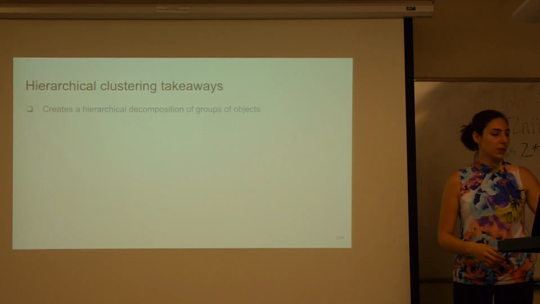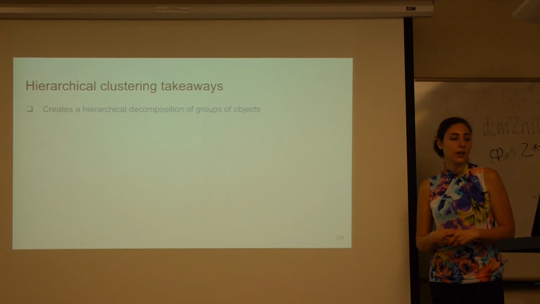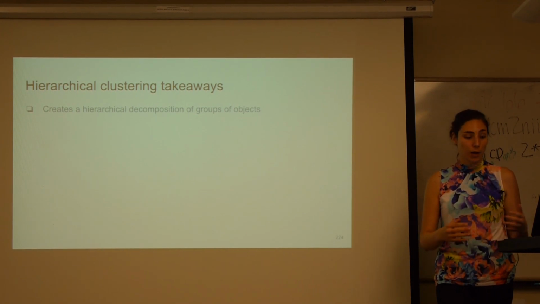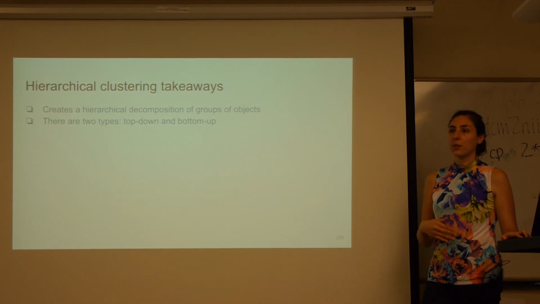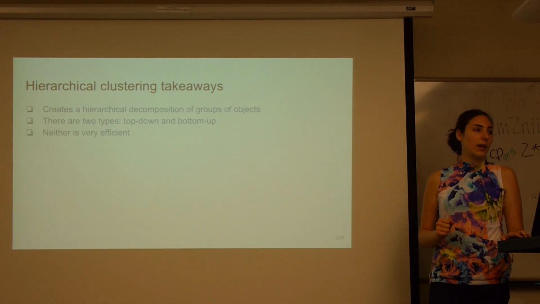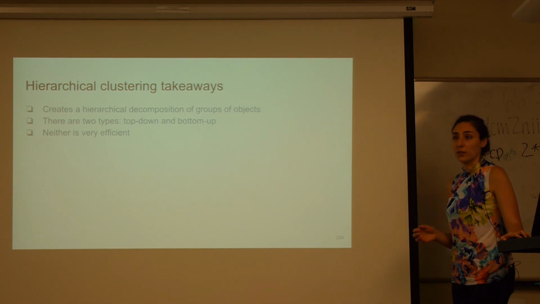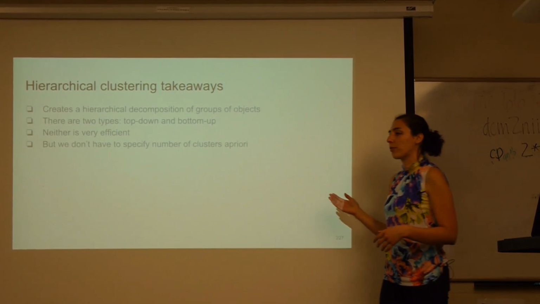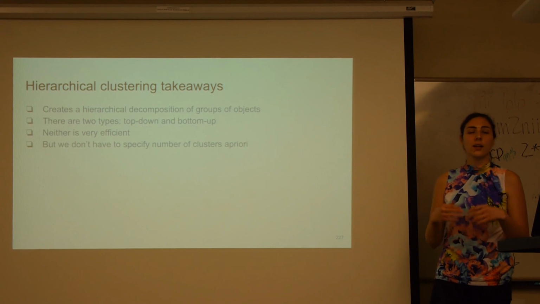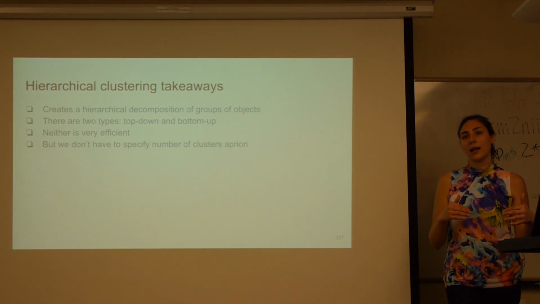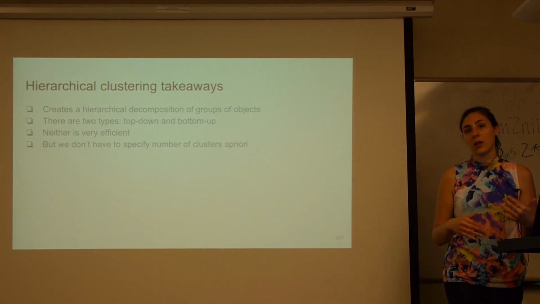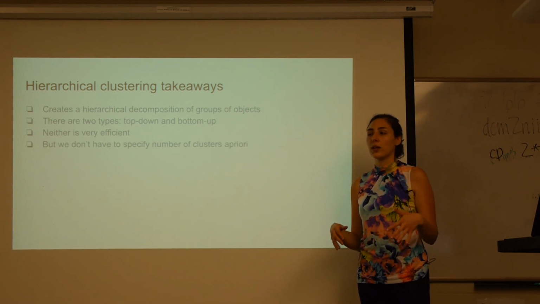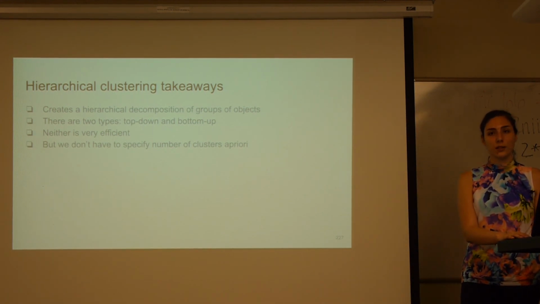Okay, so the hierarchical clustering takeaways. With hierarchical clustering, we create a hierarchical decomposition of the objects. And there are 2 types, the bottom-up and the top-down. And unfortunately, neither is efficient. But the upside is that we don't have to choose the number of clusters. And there are things we can do, like set the number of levels that we cluster at to make these algorithms more efficient. But if you're really interested in not having to specify a number of clusters, like in high-dimensional data, hierarchical clustering can be something that you look at.